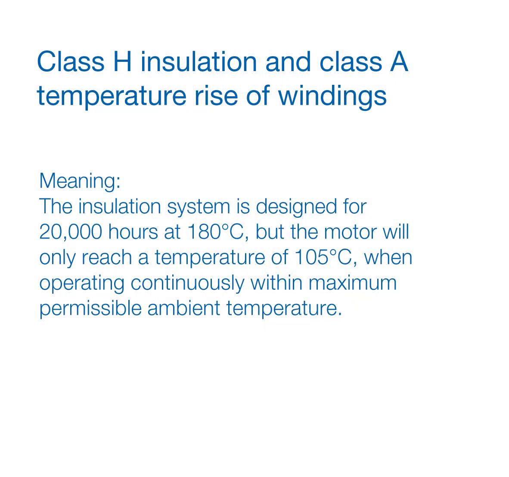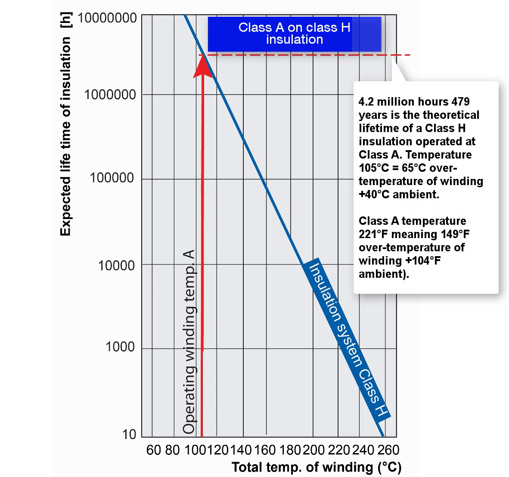Class H insulation and Class A temperature rise of windings. Meaning, the insulation system is designed for 20,000 hours at 180 degrees, but the motor will only reach a temperature of 105 degrees when operating continuously within maximum permissible ambient temperature. 4.2 million hours or 479 years is the theoretical lifetime of a Class H insulation operated at Class A.